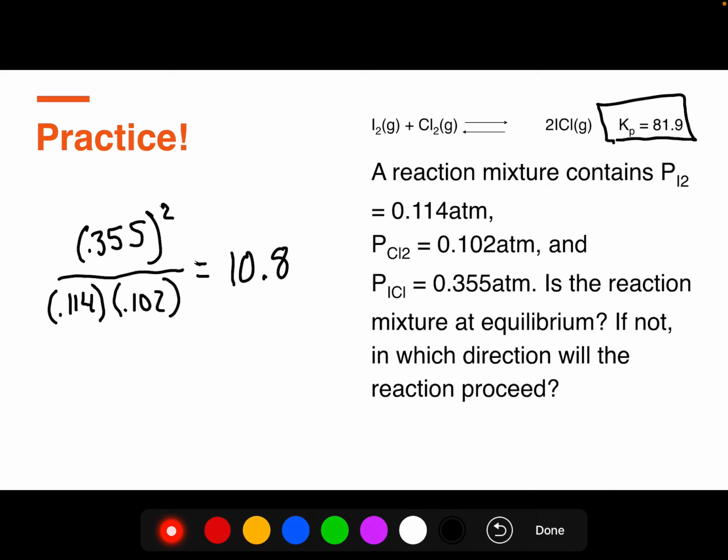10.8. So that means that this is Q, and Q is less than K. That means that we have less product at this point in time than we do when we finally reach equilibrium. Okay? Because at equilibrium, this number is bigger, which means this ratio is bigger. You're going to have a higher amount of product. So if Q is not as big as K, that means we are actually still heading in this direction. We are not at equilibrium, and we're still heading in this direction.